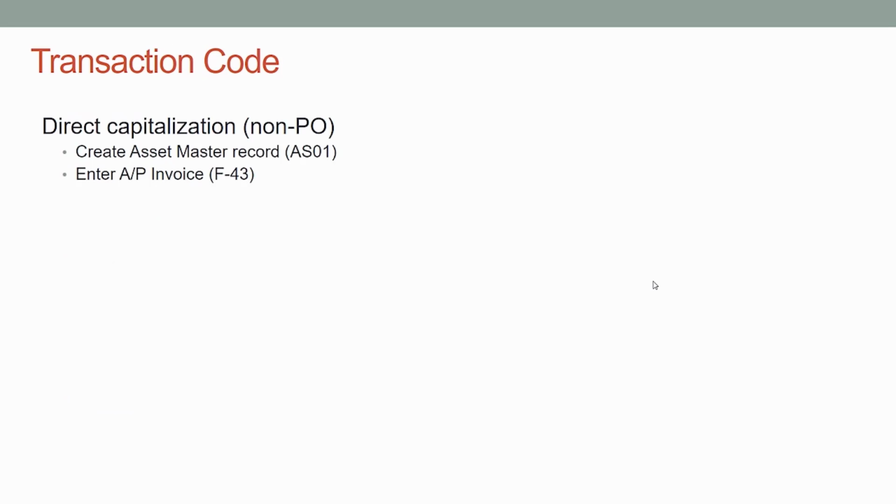So assets are capitalized or acquired through F-43 transaction code. So we have first created the asset master, which in the last lecture for laptops. Now let's say the vendor has supplied the laptop and we want to book the purchase, asset purchase. So it's done in transaction F-43, whereby vendor will be credited and the laptop will be capitalized under the asset master record, which we have created in the last lecture.